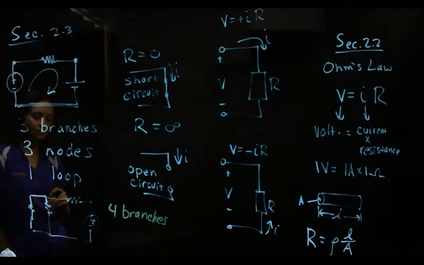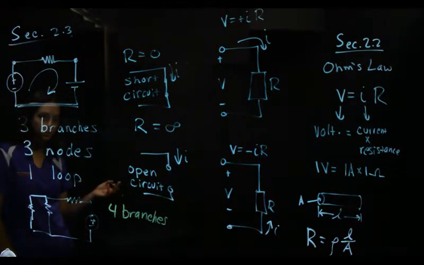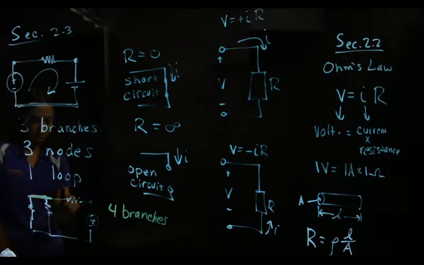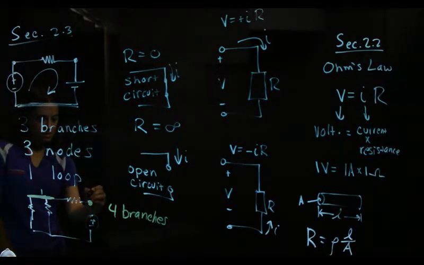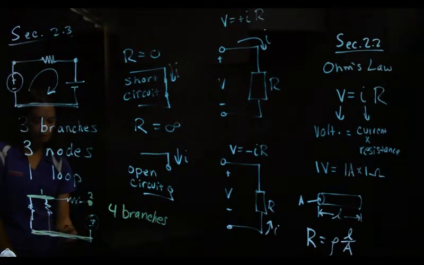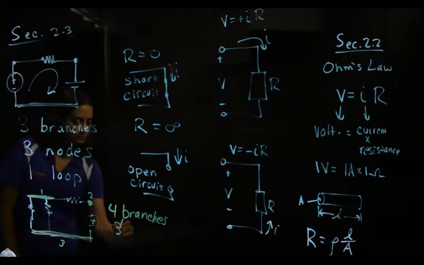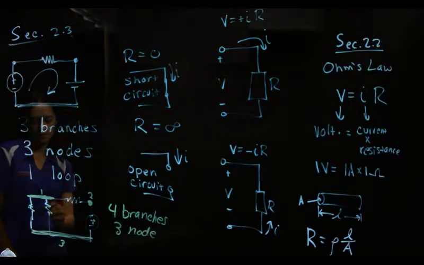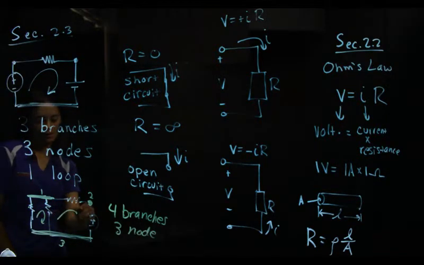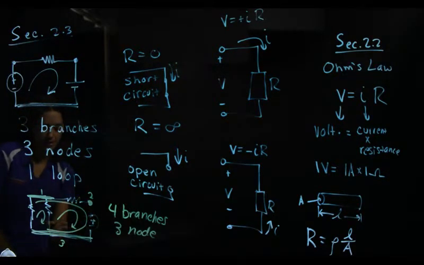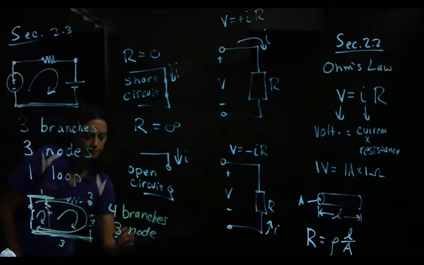How many nodes do I have? Node is a point of connection between 2 or more branches. Well, I have lots of things that connect here, right? I've got 1, 2, 3. So there's one node. Got some stuff meeting up here. That's our second node. And then 1, 2, 3 meeting down here. That's my third node. Loops. How many loops do I have? I have 1. I have 2. Any closed path. So I also have the one that makes this outside. So I have 3 loops.